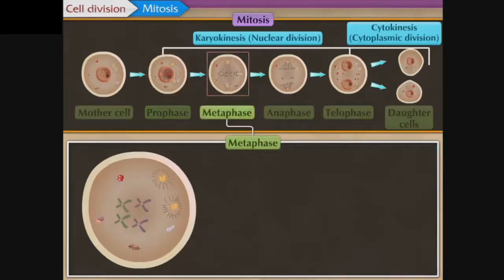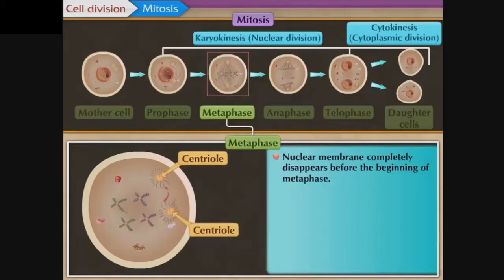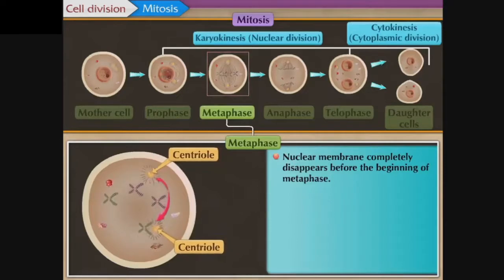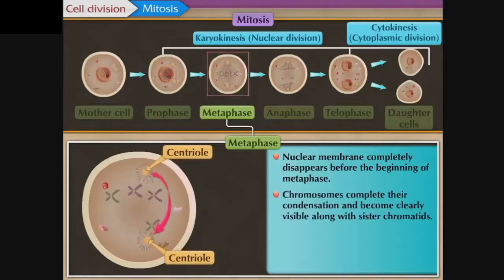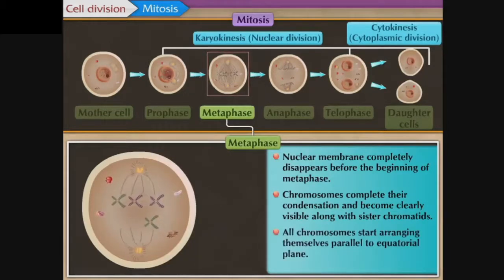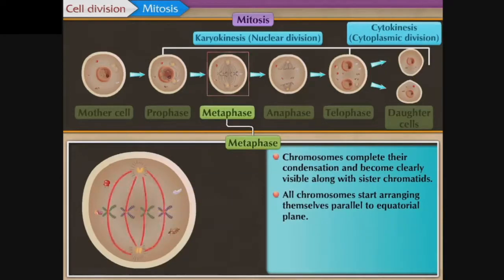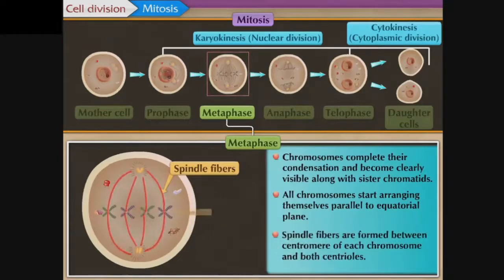Metaphase. The nuclear membrane completely disappears before the beginning of metaphase. Chromosomes complete their condensation and become clearly visible along with sister chromatids. In metaphase, all chromosomes start arranging themselves parallel to the equatorial plane, that is, the central plane of the cell. Special type of flexible protein fibers, also called spindle fibers, are formed between the centromere of each chromosome and both centrioles.